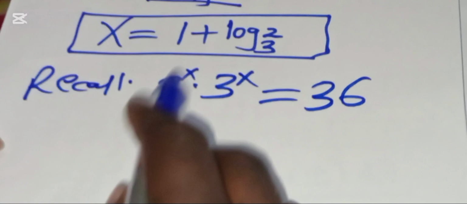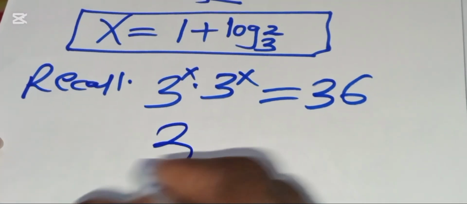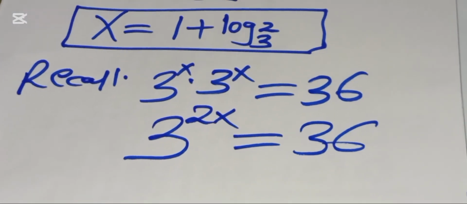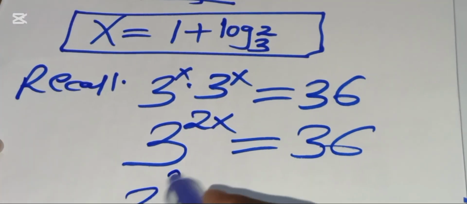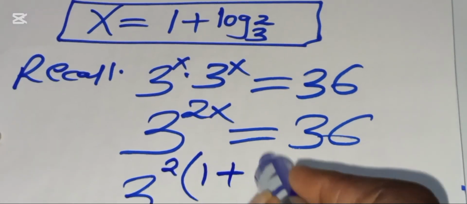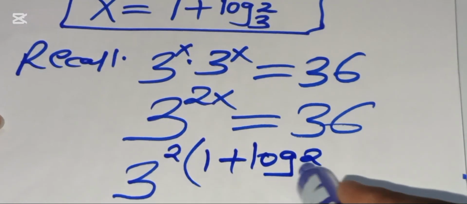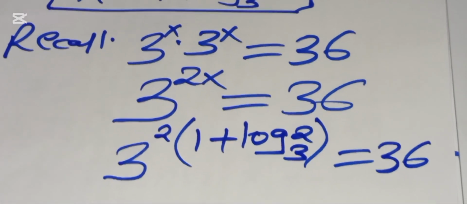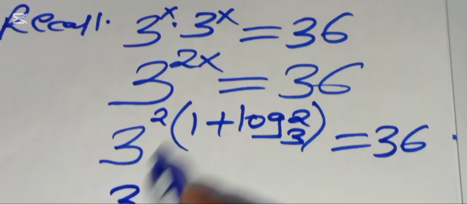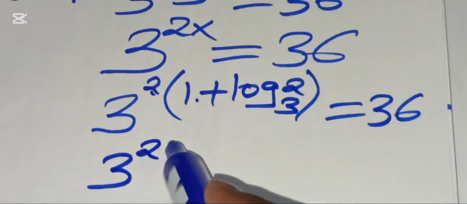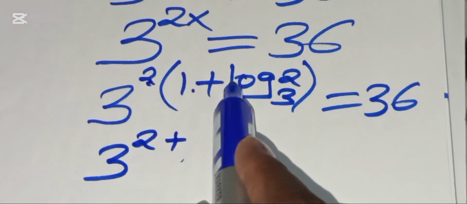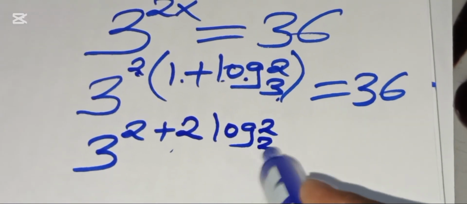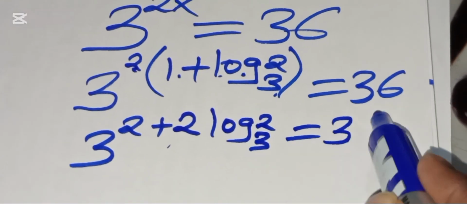Now 3 raised to the power x multiplying by 3 raised to the power x is the same thing as 3 raised to the power 2x, which is equal to 36. So substituting the value of x, this becomes 3 raised to the power 2 multiplied by 1 plus log 2 to base 3. This is supposed to give us a value of 36. So this is the same thing as 3 raised to the power 2 times 1, which is 2, plus 2 times log 2 to base 3, which becomes 2 log 2 to base 3.